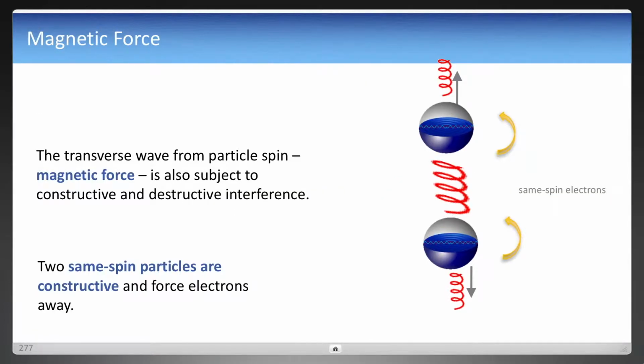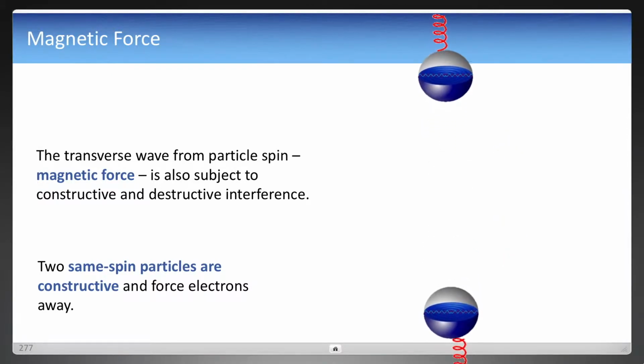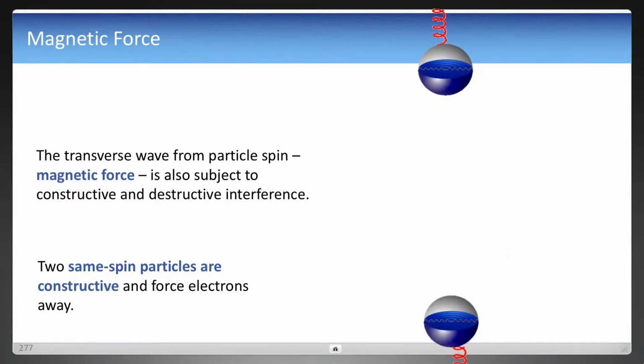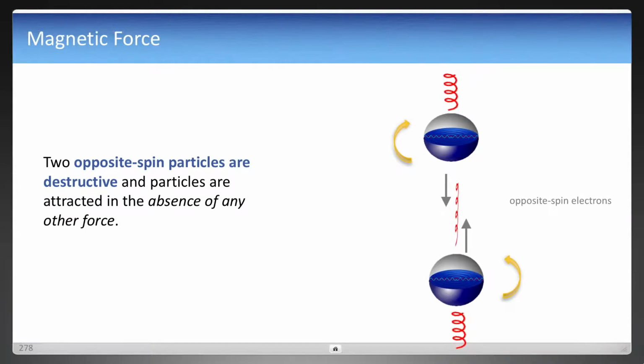And the magnetic force is very similar. Right? It has constructive and destructive wave interference just like the electric force, but whereas the electric force is longitudinal waves, here we have transverse waves that are constructive for same spin electrons. So the direction of motion, since the amplitude is increased in between those two particles, is to minimize it and force them away. And the same thing for destructive wave interference: for electrons of opposite spin, it is destructive in between those two particles.